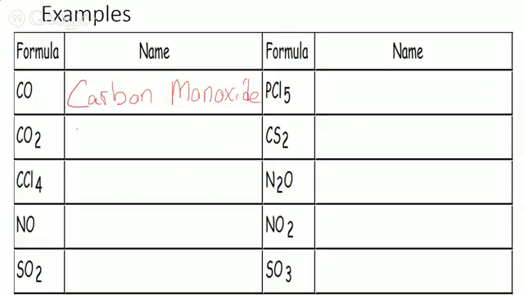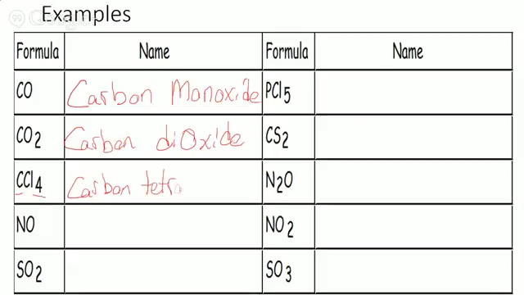Next example, we got CO2. So again, one carbon, so we just say carbon. It's got two oxygens, so the prefix for two is di, so it's carbon dioxide. This is stuff that we breathe out. All right, again, carbon, only one of them, so we just say carbon. And then we got four chlorines. So the prefix for four is tetra. Now, it's not going to be chlorine, it's going to change to chloride. So this would be carbon tetrachloride.